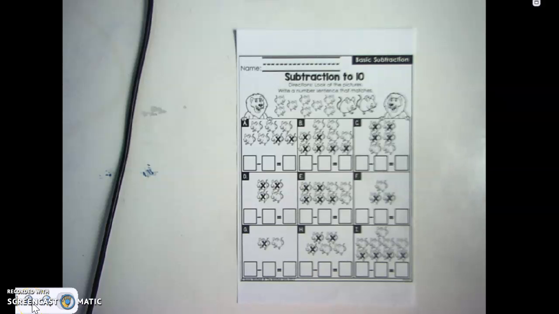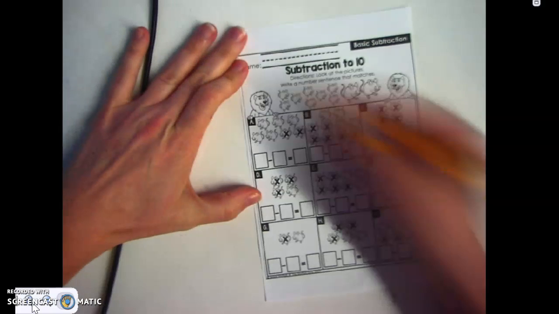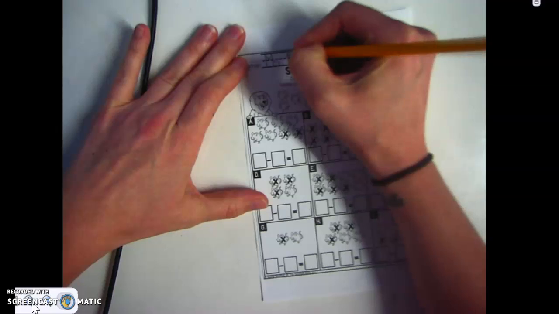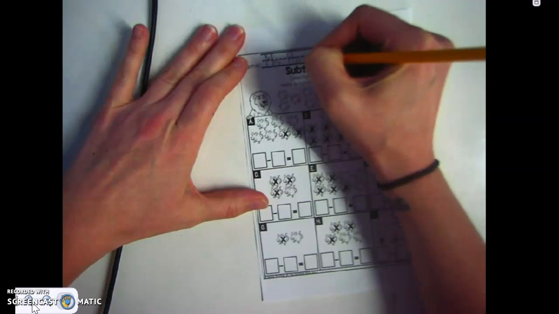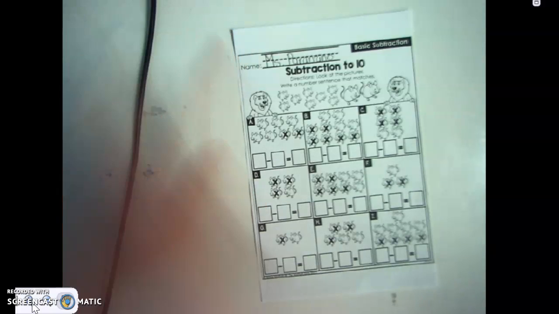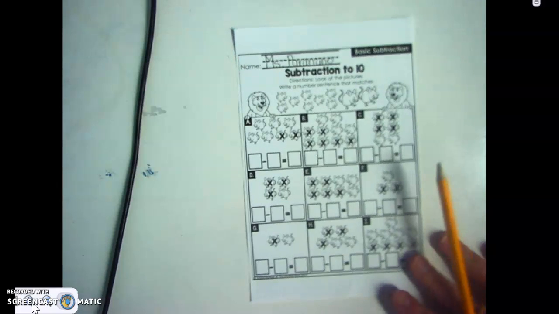Hi friends! For our math journal today, we're going to do our subtraction to 10 page. So I'm going to remember the first thing I do is always the same. Look at the top and write my name. Okay, this page is a little bit different than what we've done before. We have to fill in the entire subtraction sentence.